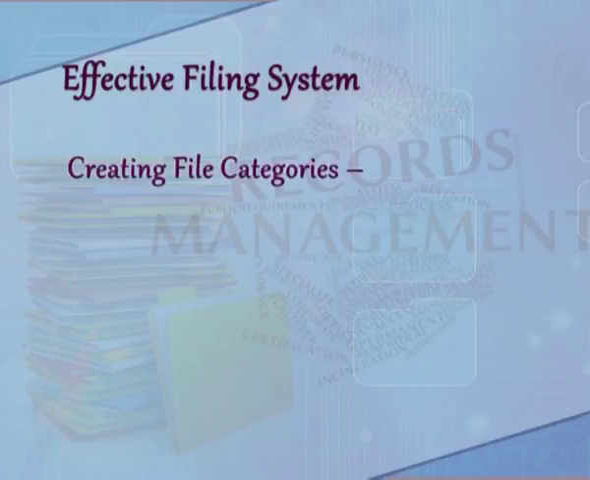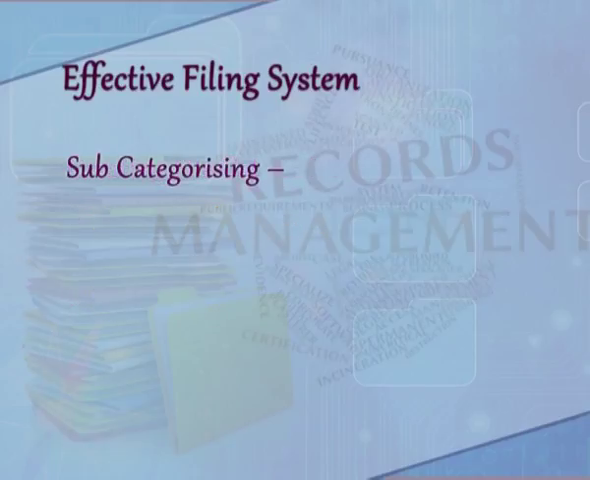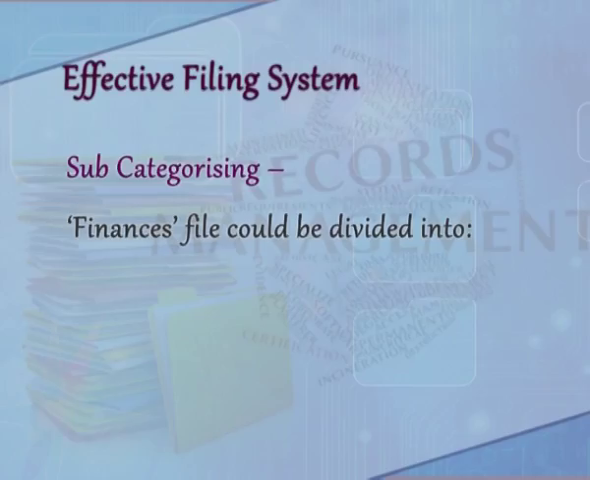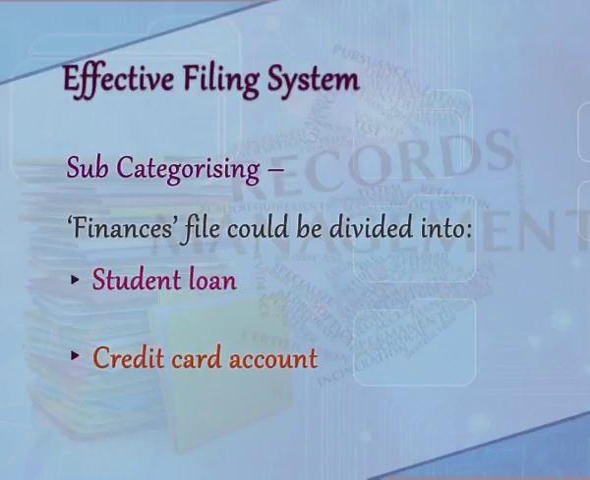Creating file categories. For a good filing system, we need to sort our documents or records into broad categories based on their type. For example, financial documents, sales records, etc. Subcategorizing. Subcategories means dividing your categories, or breaking papers into smaller subcategories, like your finances file could be divided into savings account, checking account, student loan, credit card account, etc.